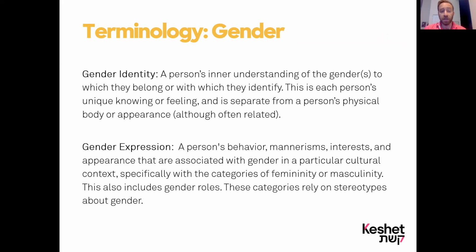This is each person's unique knowing or feeling and is separate from a person's physical body or appearance, though it's often related. Right? So our gender identity is a very internal sense of who we know ourselves to be in this world. Our gender expression then is how we express that gender.